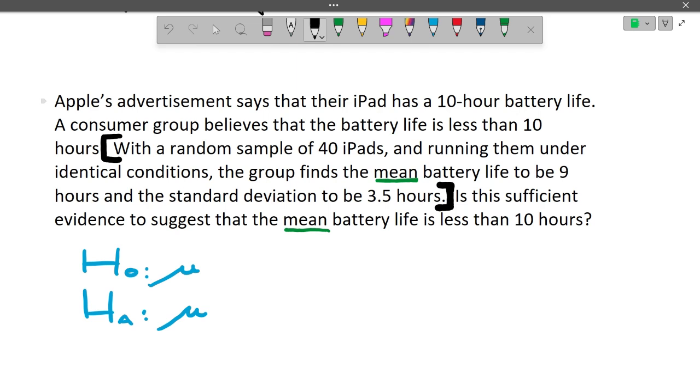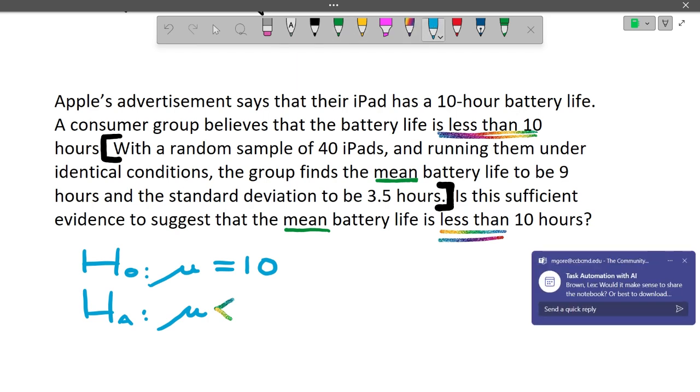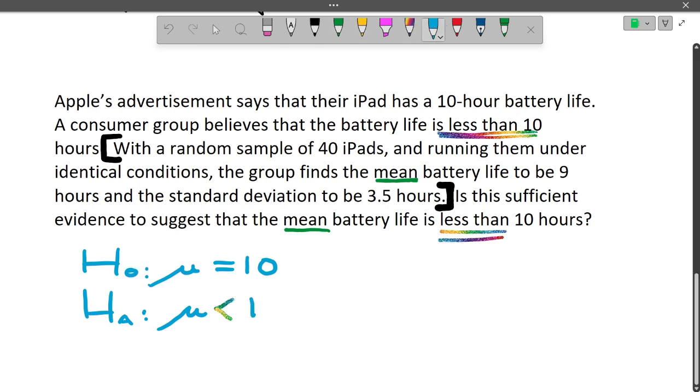Outside of these brackets, it should be pretty obvious what it is we're testing. Apple mentions that it has a 10-hour battery life, so the mean should be 10. But remember, the consumer group thinks it will actually be less than 10. That's mentioned two times over, so we're going to have a less than in our hypothesis statement. And of course, that would also be 10 as well.